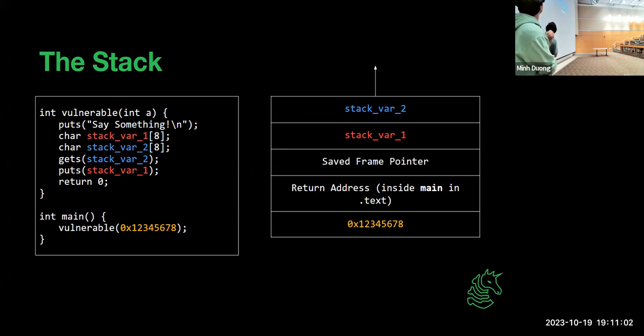As we have an example here, we have two 8-byte buffers of characters. When we call this vulnerable function out of main, we're going to put the return address, which will be at the end of main, onto our stack. The frame pointer, which is not entirely important at the moment, and importantly, our local variables of stack R1, stack R2. And this is how the stack grows when you are calling functions and declaring variables within your code.